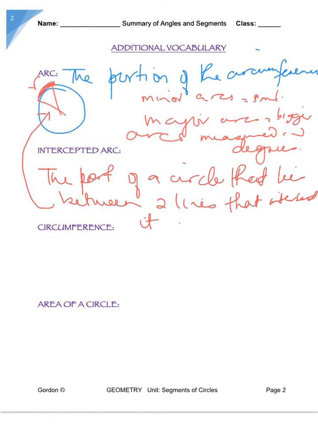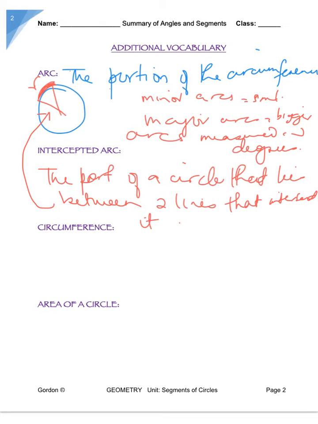So the intercepted arc would be this arc right here. This arc right here would be our intercepted arc because it lies between two lines that are intersecting the arc or cutting that portion of the arc. Alright? Next we have our circumference.